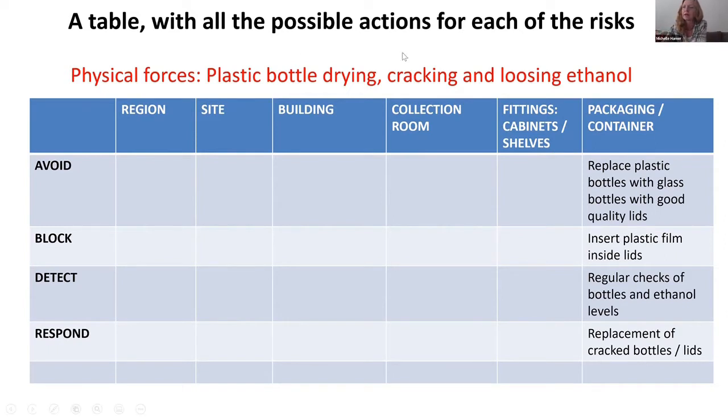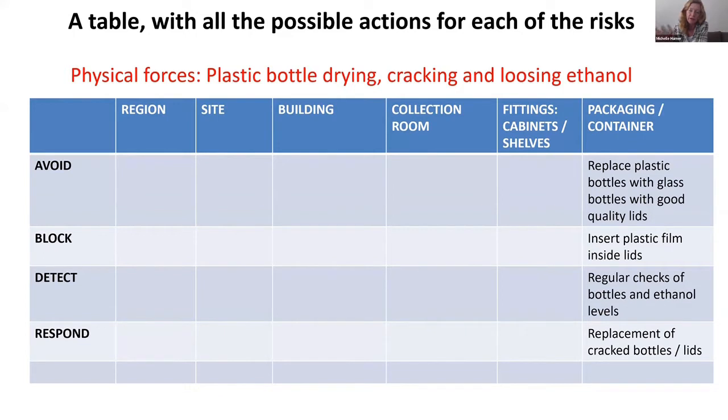Now I'd have to think about, well, what can I do about it? Is there anything in the region I can do? Well, no. Site, no. Building, no, not really. Collection room, cabinets and shelves, no. My problem, the risk here is sitting at the level of the packaging and the container. It doesn't matter if I did anything to the shelves or cabinets or the collection room, there would still be loss of ethanol if the bottles cracked and the lids popped, lost their seal.